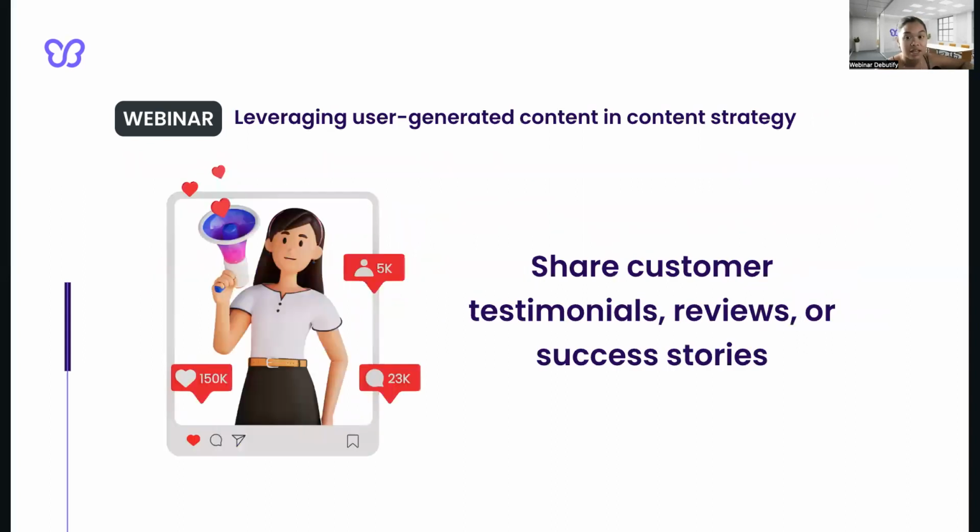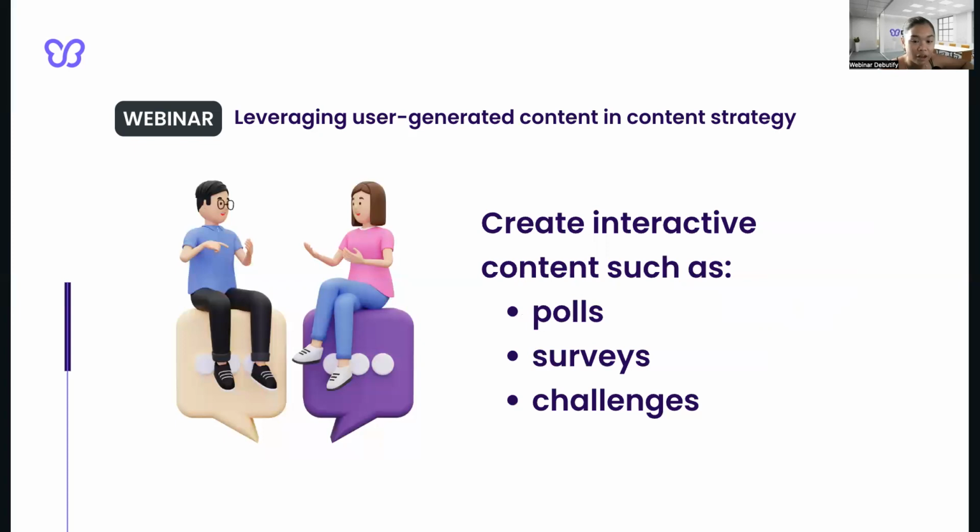Another way to get UGC and to build community is to leverage this UGC in your content strategy. So you incorporate UGC into your content strategy, share your customer testimonials, your reviews, your success stories in different ways, like in blog posts or in Instagram posts and TikTok, every way that you can. You also have to create interactive content such as polls, surveys, challenges, anything that's very easy for your community to engage with. So by leveraging UGC, you not only strengthen your relationship with customers, but also enrich your overall content mix.